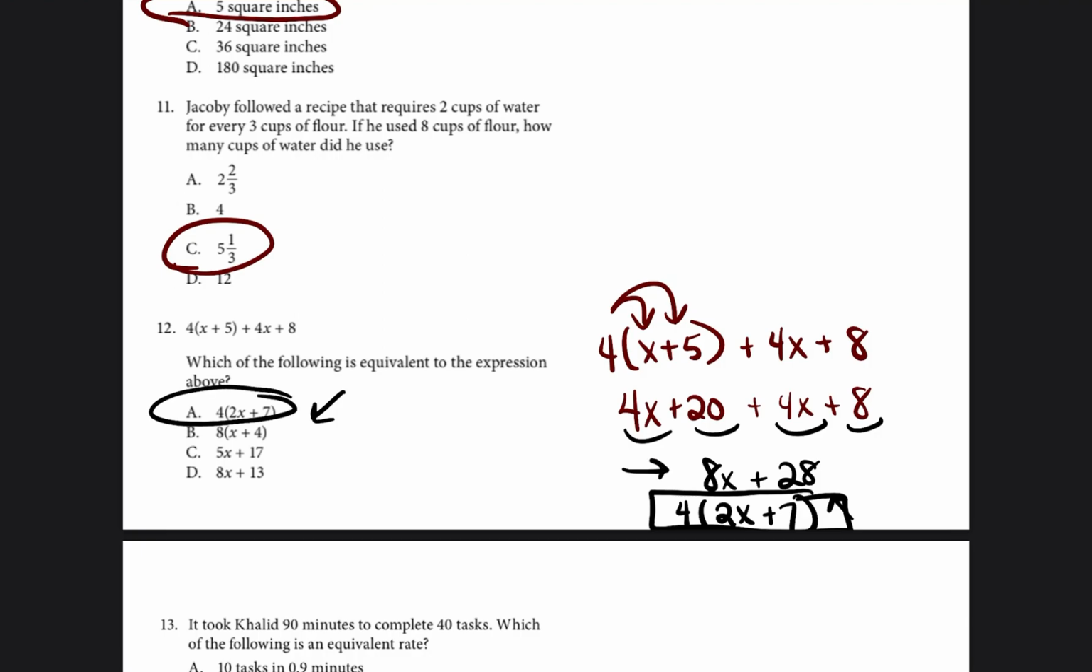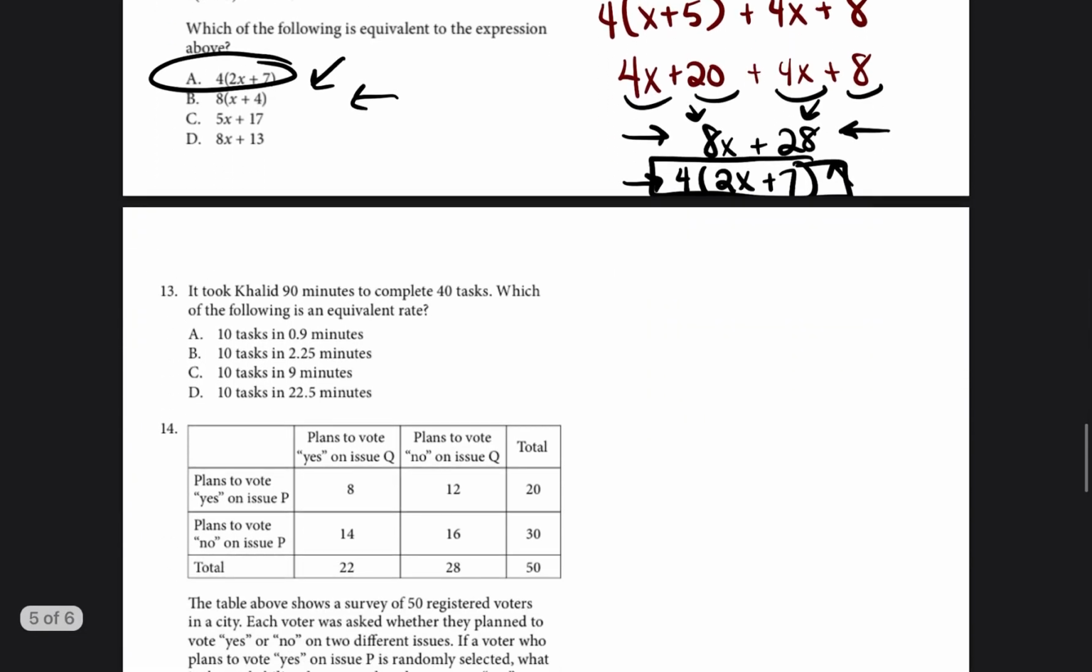So again, I distributed everything out. I added like terms, but then I got an expression that wasn't found in my answers. And so I tried to see if I could take out another common factor between 8 and 28. So I was able to divide out 4. And when you divide out 4 from both terms, you end up with 2x plus 7. And that's when I got my answer A.